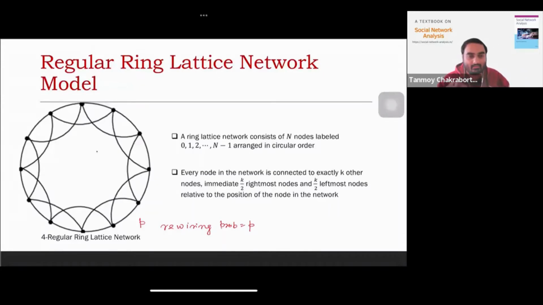It means that in this ring lattice network, you choose a particular node, right? And you choose a particular edge which is associated with the node, right? And you rewire the edge in a different way. Say, for example, you choose this node, right? And you choose this edge. Okay. Now, when you rewire it, it means that instead of connecting this edge with this node, you connect this edge with some other node, for example, right? And how do you choose it? You choose it randomly.